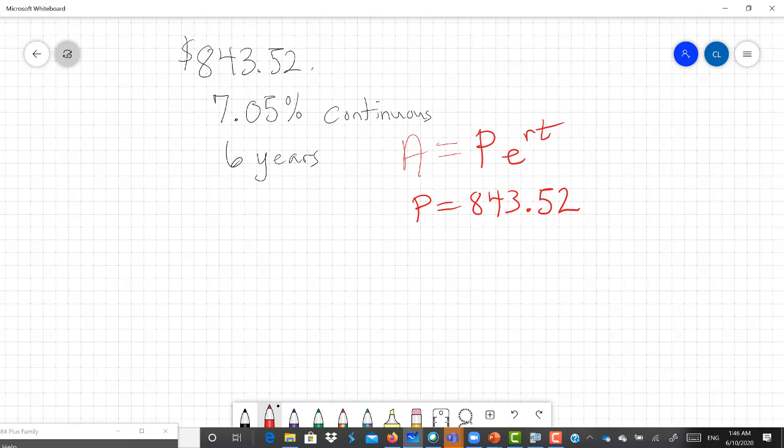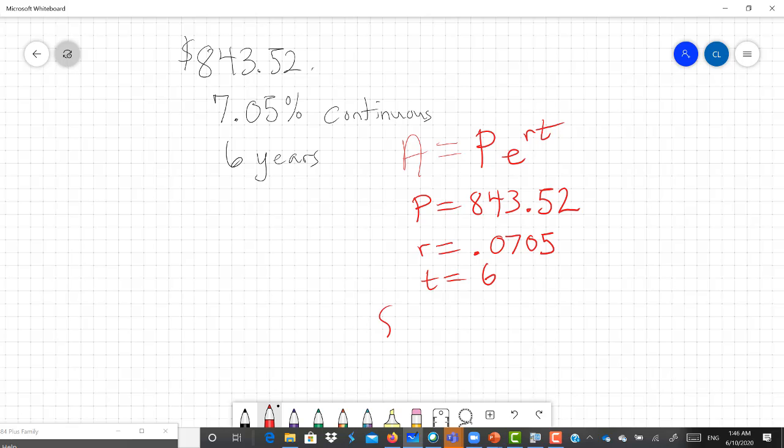So even if I'm figuring this out 6 years in the future, what I do is I look back at what did I start with. That's what I consider my present value. My interest rate is 0.0705. That's 7.05%. And my time here is 6 years.